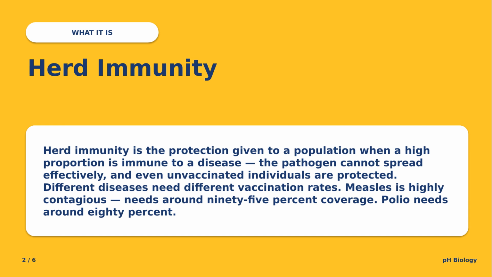Herd immunity is the protection given to a population when a high proportion is immune to a disease. The pathogen cannot spread effectively, and even unvaccinated individuals are protected. Different diseases need different vaccination rates. Measles is highly contagious, needs around 95% coverage. Polio needs around 80%.